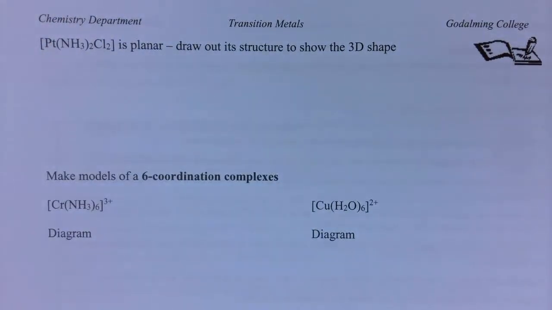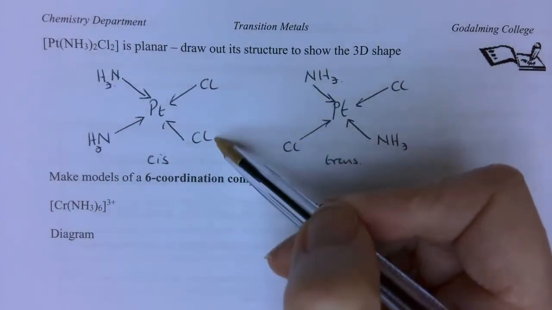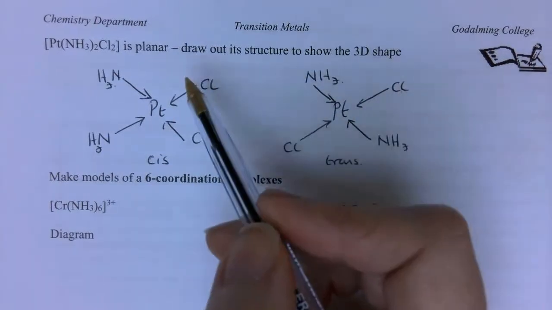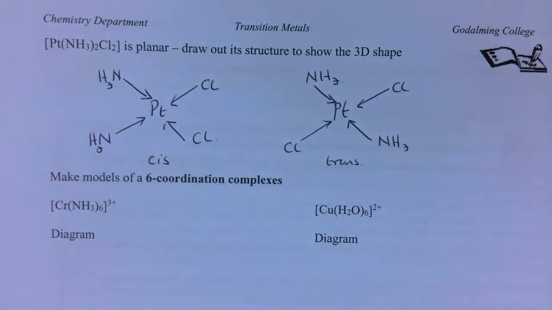So this is dichlorodiamine platinum. It's better known as cis or transplatin, and the cis version is an effective cancer drug known as cisplatin. So they both have this planar shape, but in the cis version the 2 chloro groups are on the same side, and in the trans version they're on opposite sides. And this is the effective cancer drug cisplatin, which you're going to study in the application of transition metals.